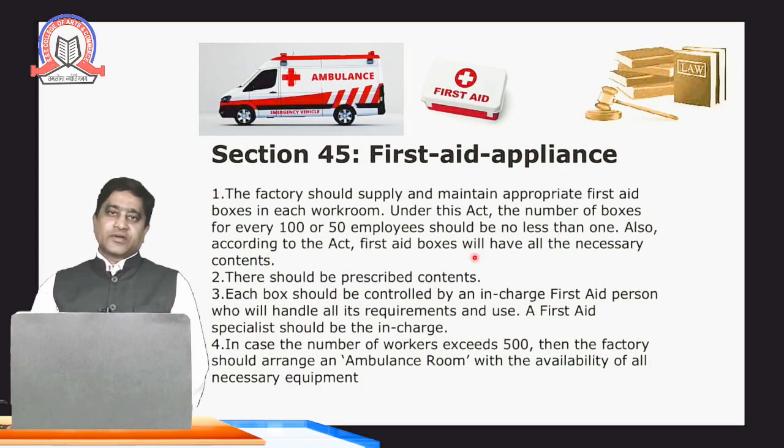As you are aware, in a factory that may or may not have an accident, we should always keep the first aid box ready, and an ambulance should be provided in the factory premises when there are more than the stipulated number of workers. Section 45 speaks about them. Under the Factories Act, Section 45 speaks about the first aid appliances.